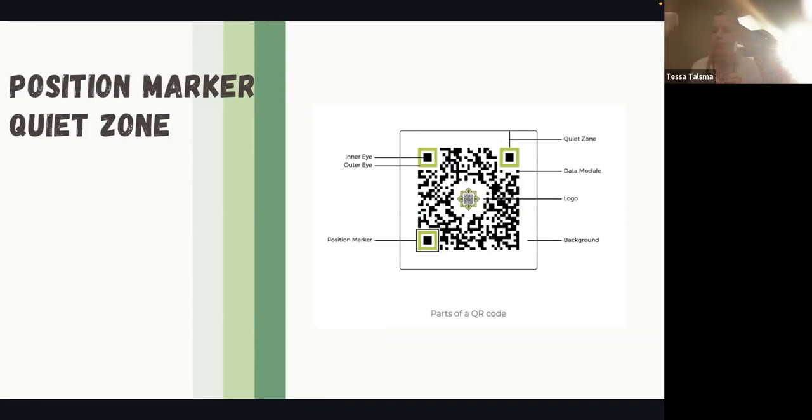And so they consist of an inner and outer eye, which we'll discuss very briefly. And then it helps just get you to where you need to go. The quiet zone is outside of all of your data modules, but within the QR code still. It's a blank area on all of the sides. It allows the scanners to be able to properly read the code. So having that buffer space kind of allows for less error.